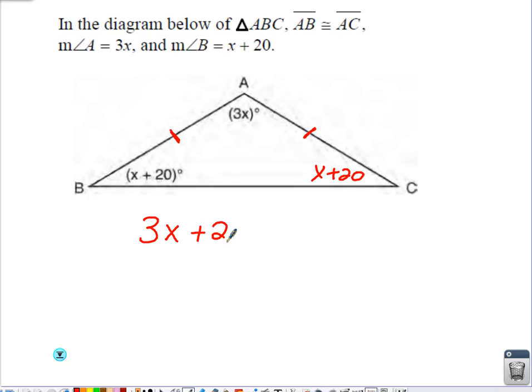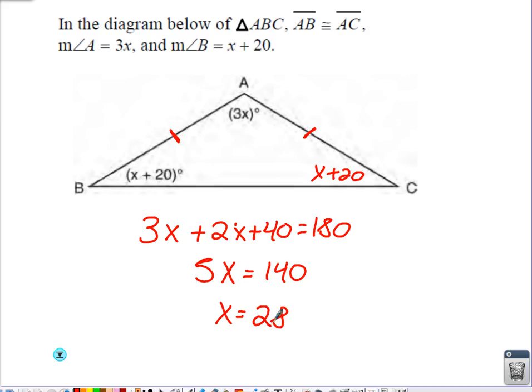2x plus 4 plus 3x equals. I like the way it is. He did 3x plus 2x plus 40 equals 180. We went ahead and added x plus 20 and x plus 20. That's fine. Which gives us a total of 5x equals, we can move the 40 over by subtracting. So x must be 28.